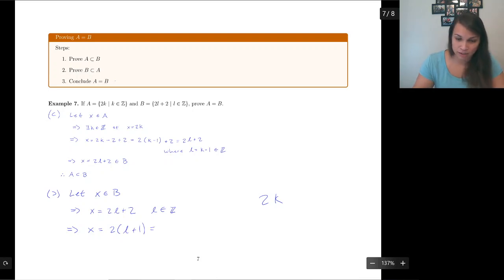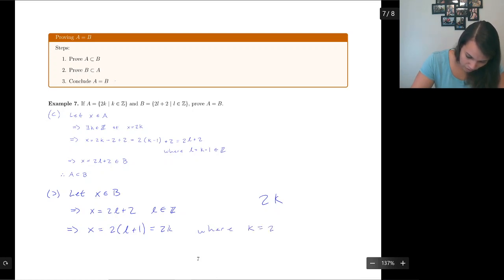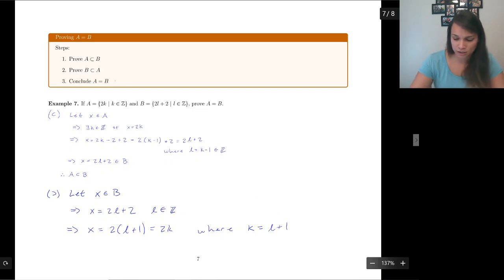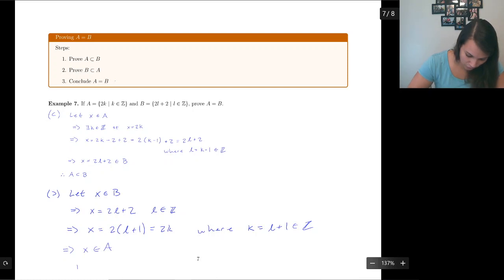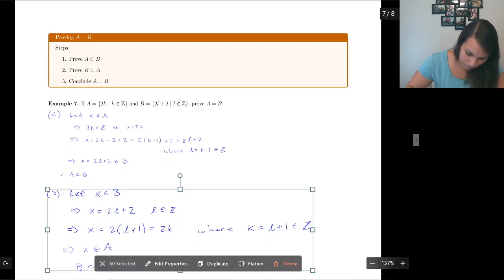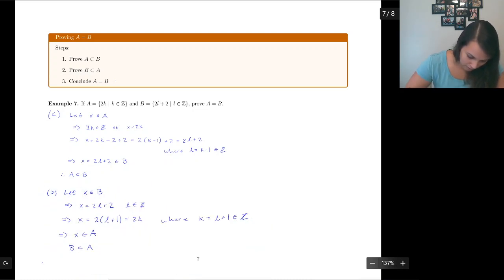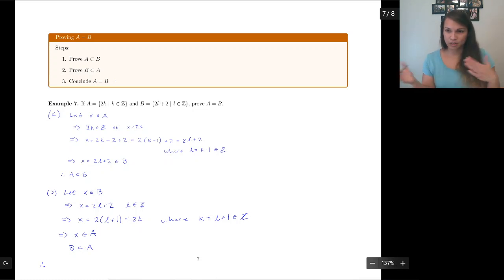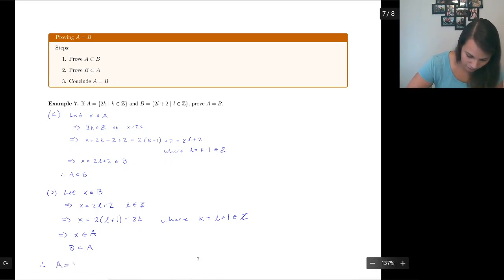And then I can say that L plus 1 is our k, where k equals L plus 1, but L was an integer, 1 is an integer, so we get to say that that itself is an integer. So then x gets to be an element of A. So B is now a subset of A. Shrink this down a little bit. Therefore, since they're both subsets of each other, A equals B.